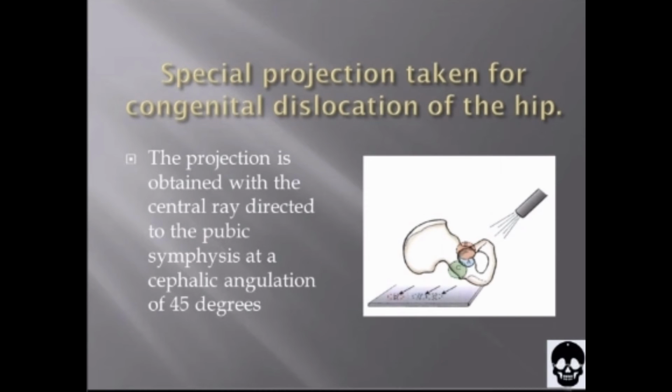The second projection is obtained with the central ray directed to the pubic symphysis at a cephalic angulation of 45 degrees. This angulation casts the shadow of an anteriorly displaced femoral head above the acetabulum and the shadow of the posteriorly displaced head below that of the acetabulum.